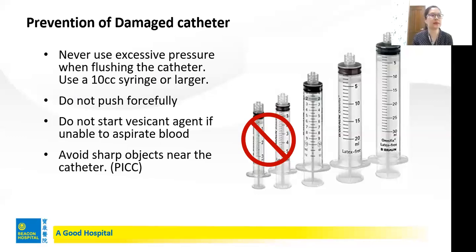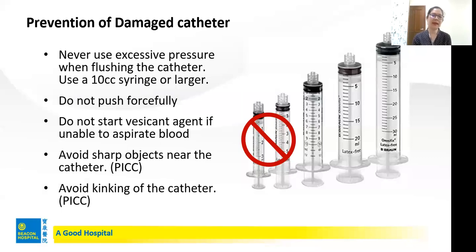I encountered some of my junior nurses who found it difficult to remove the micropore or whatever they previously stuck on. They go and use scissors to try to remove the micropore. At the end, they cut the catheter. Okay, so be careful with sharp objects and avoid kinking of the catheter.